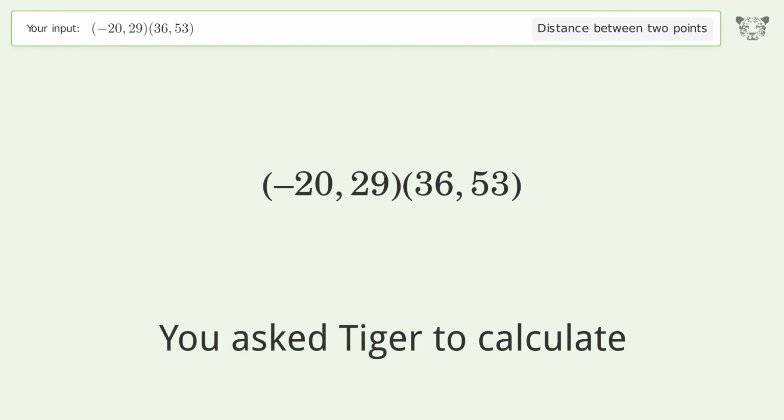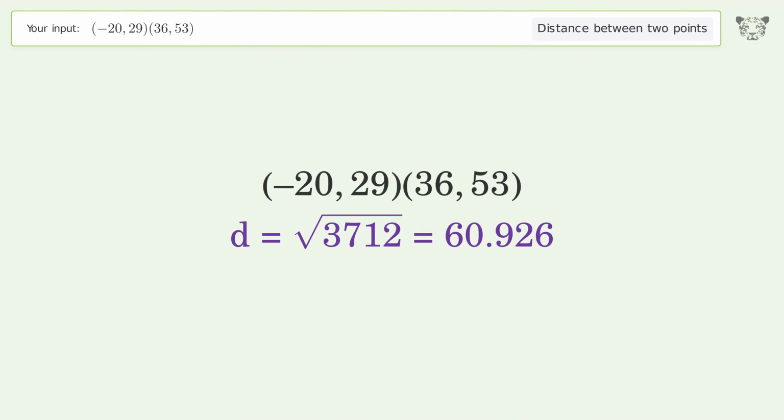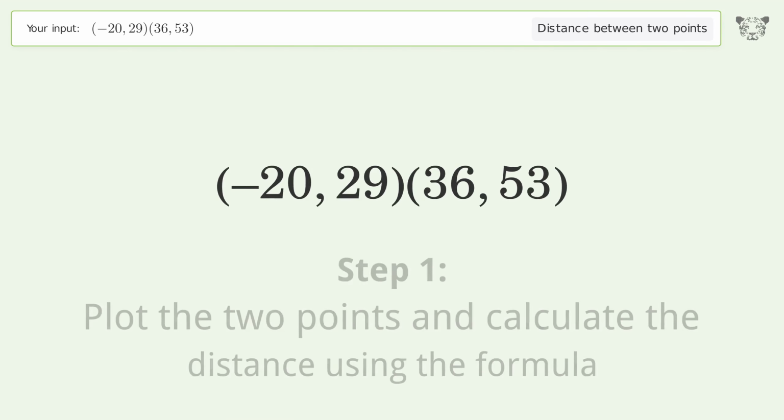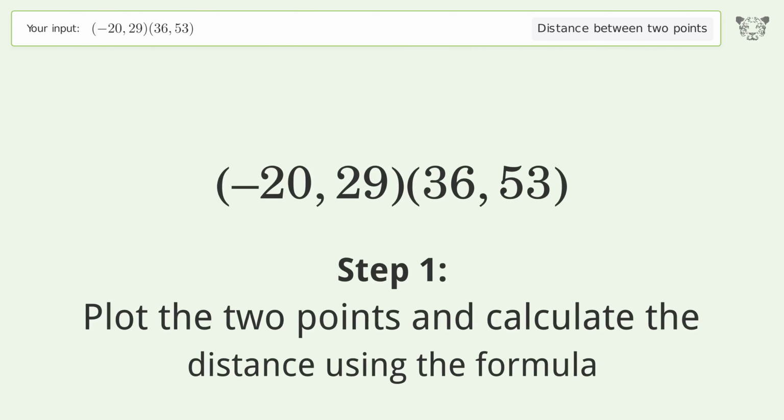You ask Tiger to calculate. This deals with the distance between 2 points. The distance between the 2 points is the square root of 3,712 or 60.926. Let's solve it step by step. Plot the 2 points and calculate the distance using the formula.